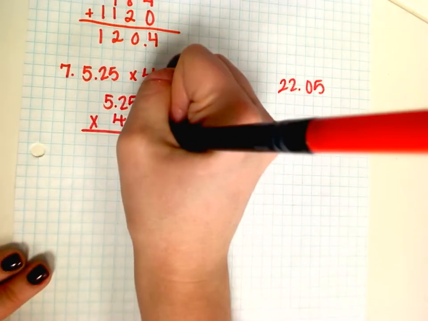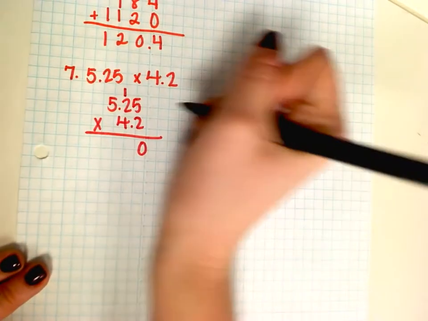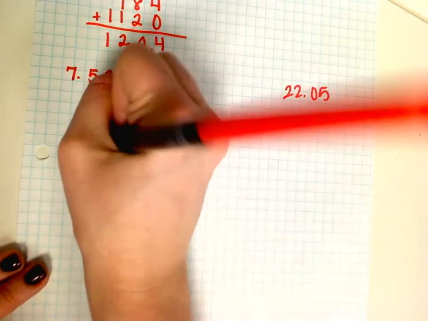5 times 2 is 10. Put the 0 down. Carry the 1. 2 times 2 is 4. Plus 1 is 5. 5 times 2 is 10.